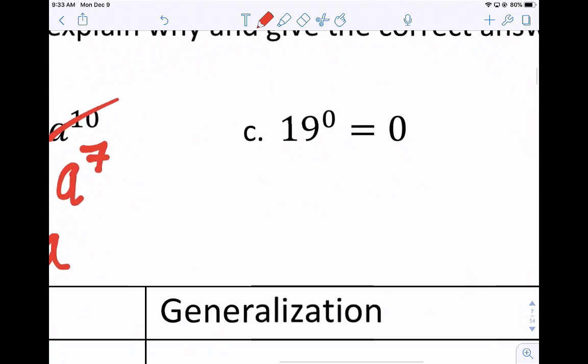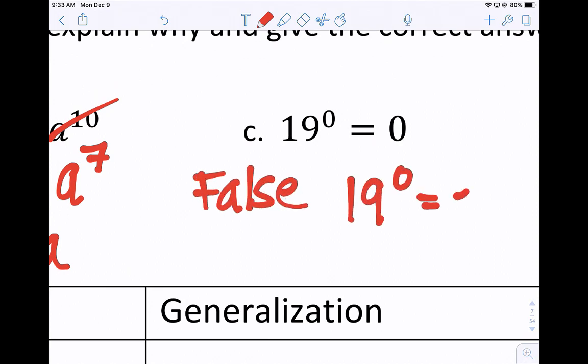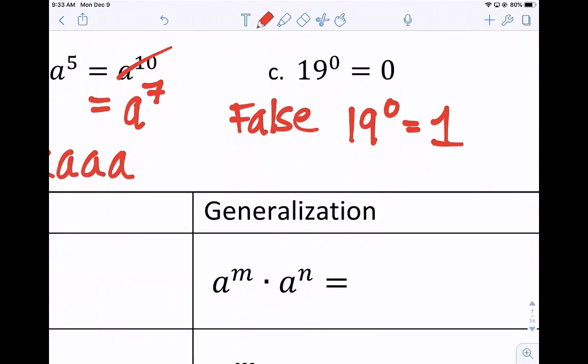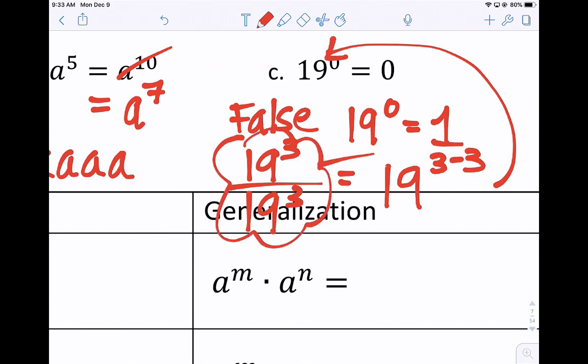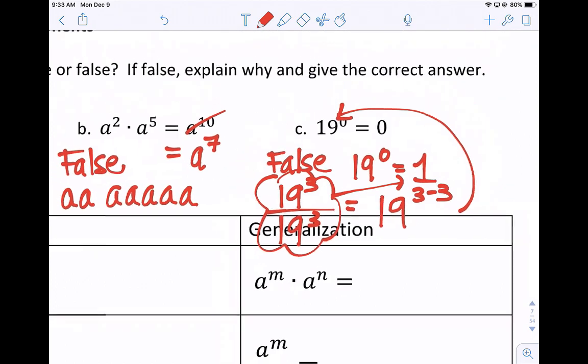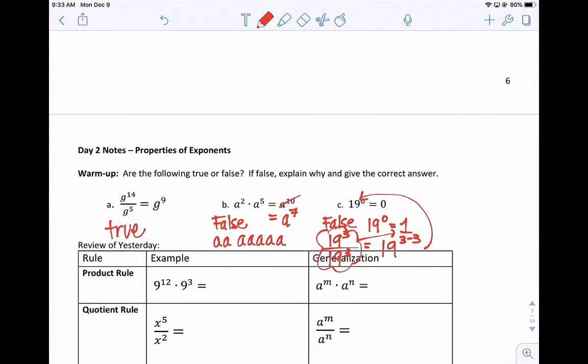And the last one, 19 to the 0 power, does that equal 0? And that's false. 19 to the 0 power equals 1. How do we get that? Well, we could do 19 to the 3rd power over 19 to the 3rd power equals 19 to the 3 minus 3, which is 19 to the 0. And any number divided by itself is 1. So anything to the 0 power is 1, not 0.